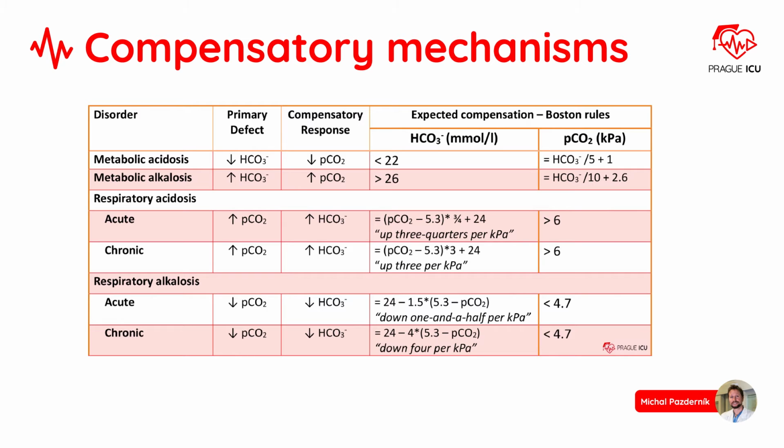In metabolic alkalosis with bicarbonate above 26, the measured bicarbonate is divided by 10 and then 2.6 is added, which gives us the expected level of PCO2 as a compensation of the metabolic disorder. Then you can see the calculations for expected compensations of respiratory acidosis and respiratory alkalosis.